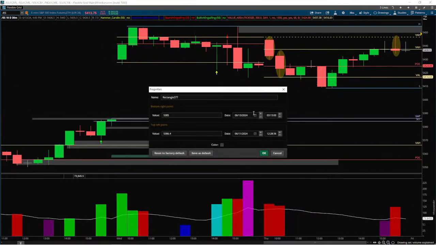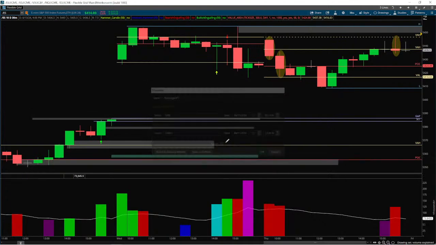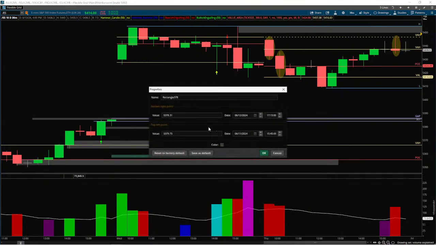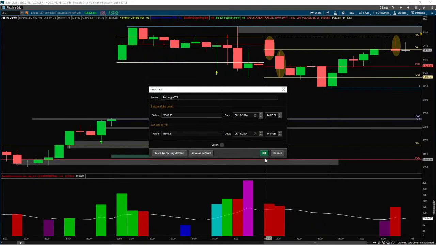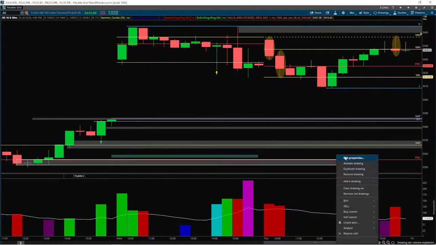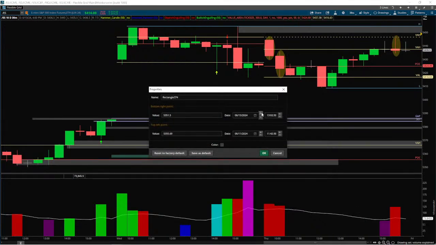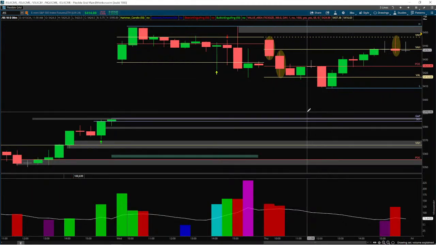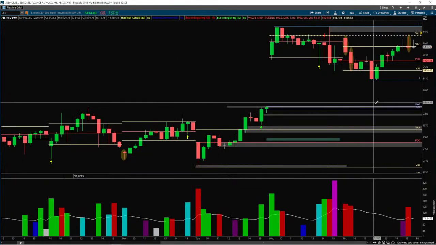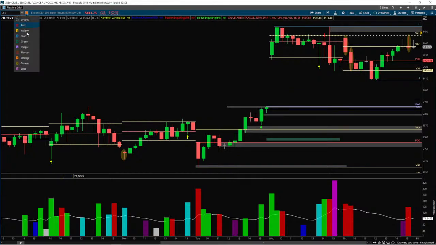I'm gonna move some of these over because they are my levels that I drew. So Holly needs to keep a wider view on the markets. Alright, so okay, so that's that. Let's do NQ.